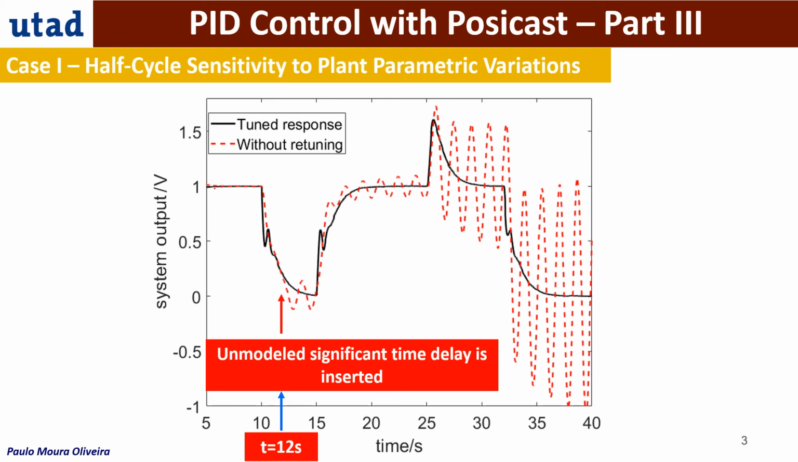The problem is, as you can see here, we got two responses. The first one in black is the tuned response, and in dashed red is the response without retuning. We are going to insert a model parameter uncertainty in the time delay. And as you can see, after the instant at time equals 12 seconds, the response becomes quite oscillatory, and the system is behaving quite badly after the disturbance, in this case the model uncertainty.